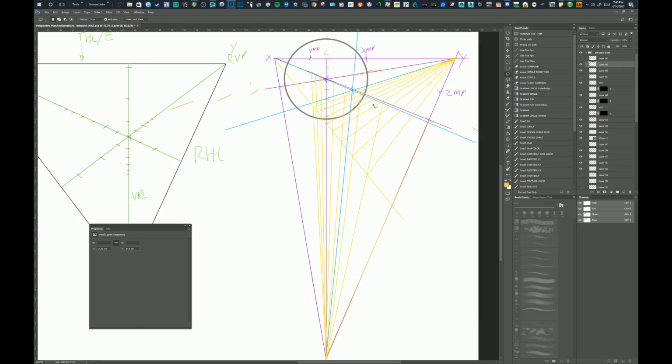Okay, so now that we have that, we could just circle those places right there where they meet that back wall.